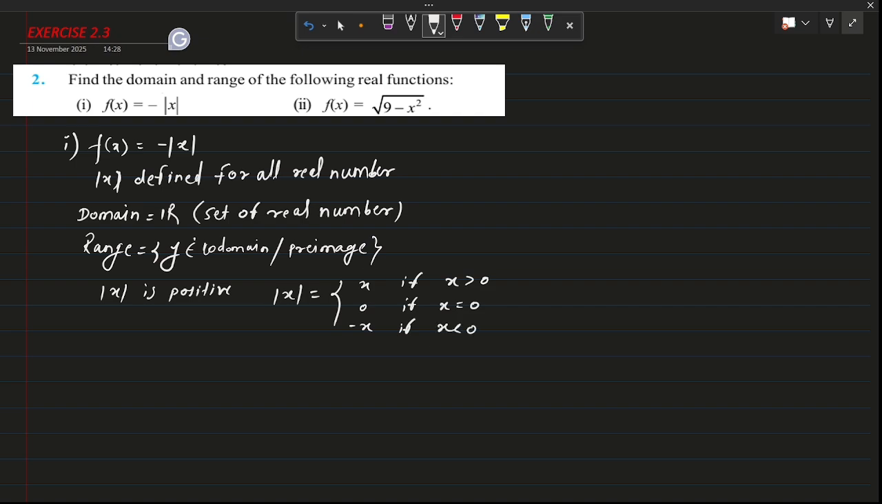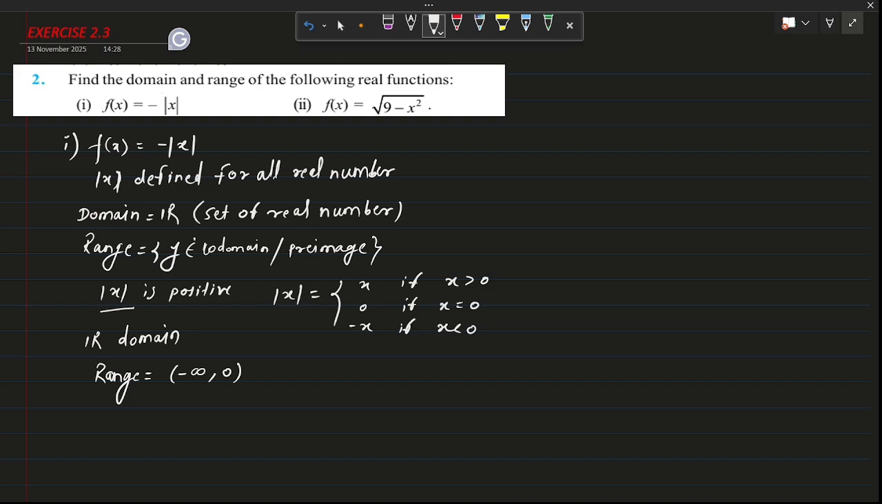This is the proper definition of mod x. According to this definition, it is always positive, and hence for every real number it gives a positive value, and since the set of real numbers is the domain, the range will be minus infinity to 0.